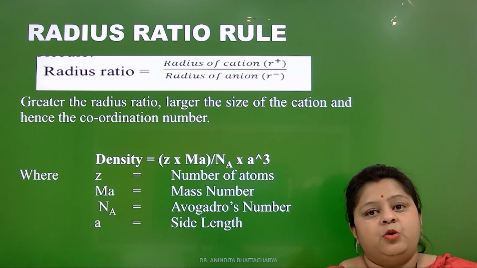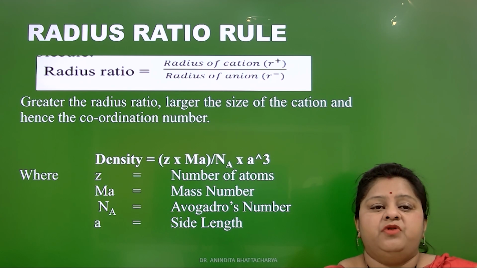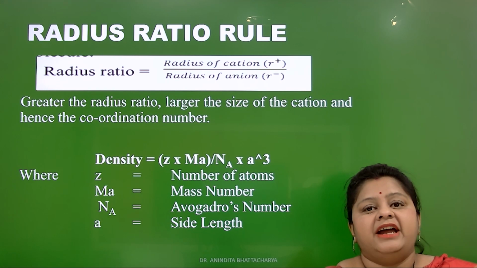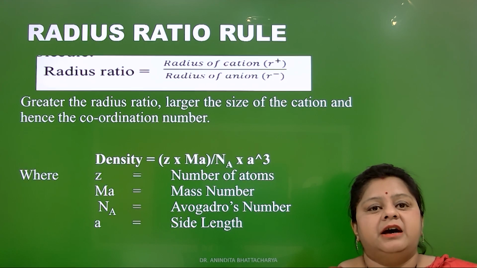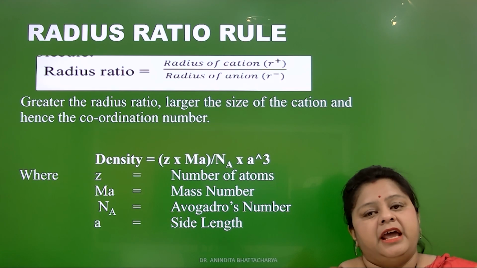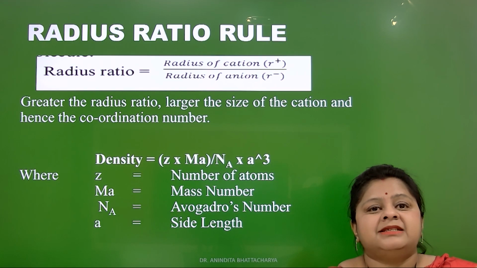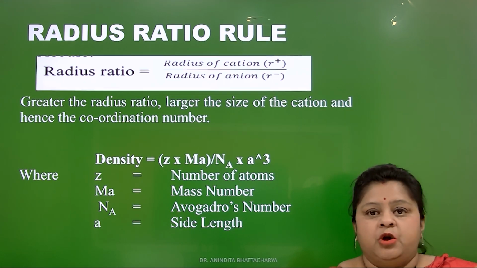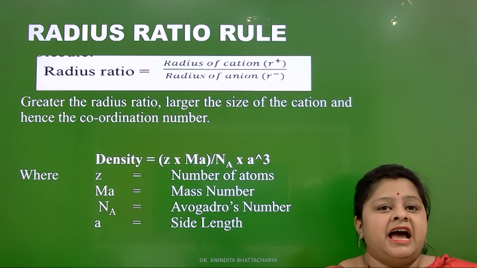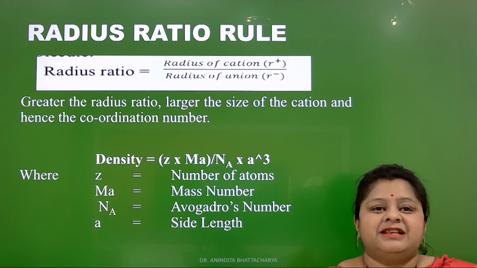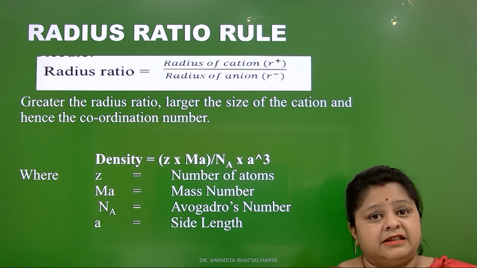Now to calculate the density, we have a formula that is Z into Ma divided by Na into a to the power of 3. Z means the number of atoms, Ma is your mass number, Na we all know is your Avogadro's number, and a, as I have already told you in my previous slide, is the side length.